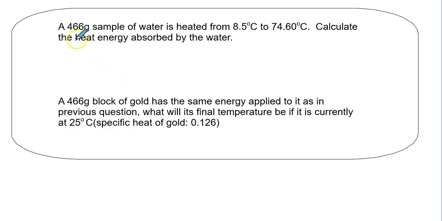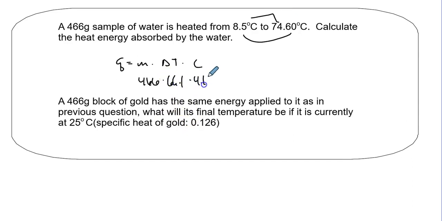All right. A 466 gram sample of water is heated from this to this. Calculate the heat energy absorbed. Go ahead. All right. So Q equals mass times change in temperature times specific heat. The mass is 466 times change in temperature, 74.6 minus 8.5 equals 66.1. So this is going to be 66.1, and this is 4.18. My answer will be in joules. If it shows to use 1 here, my answer will be in calories.